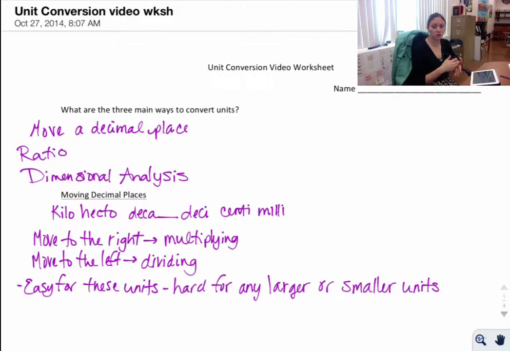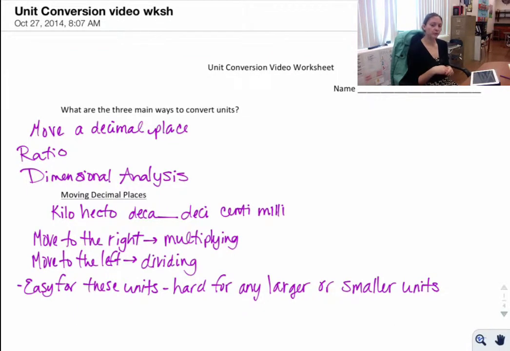This would have been the one you learned probably a few years ago, when you were younger. It goes with the KHDDCM, the King Henry died while drinking chocolate milk, usually is what you hear. You're usually just moving the decimal to the right or to the left. If you're moving to the right, you are technically multiplying, because you're making it bigger. If you're moving to the left, you are dividing, or making it smaller. You can also just say whether you're going to multiply or divide by 1,000 or 100 or 10, and I will also take that way as well.